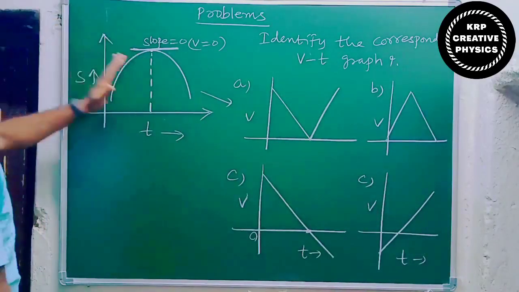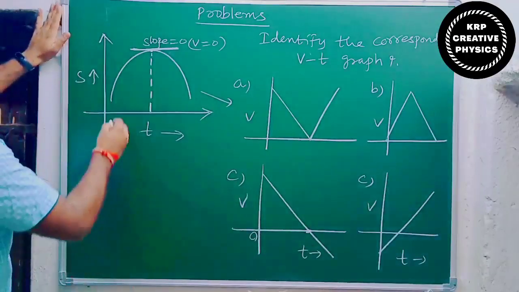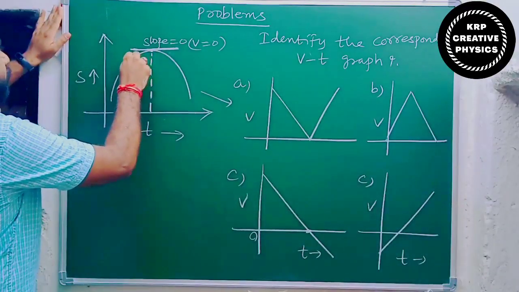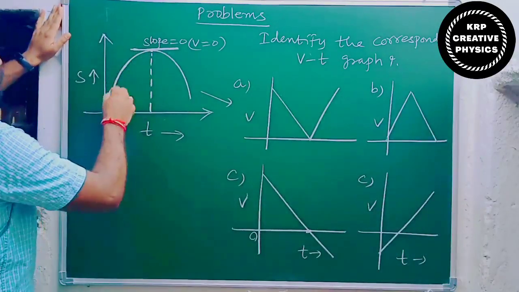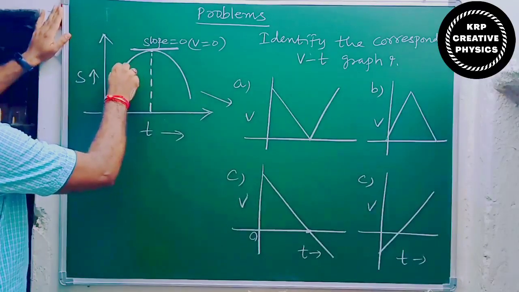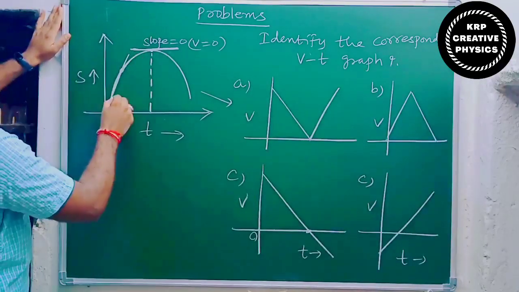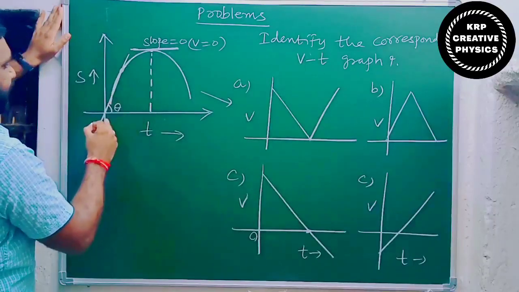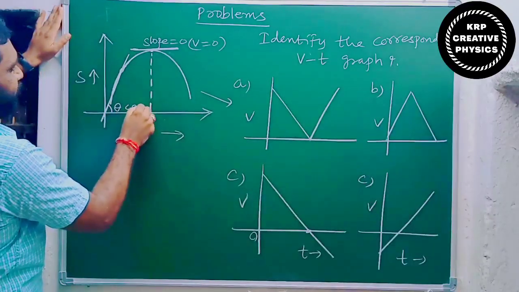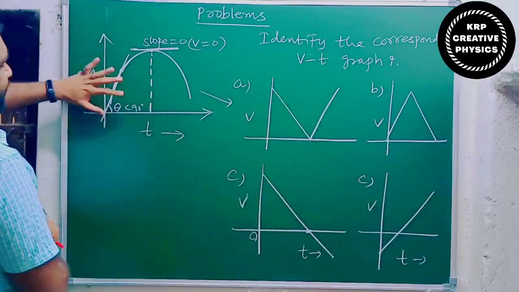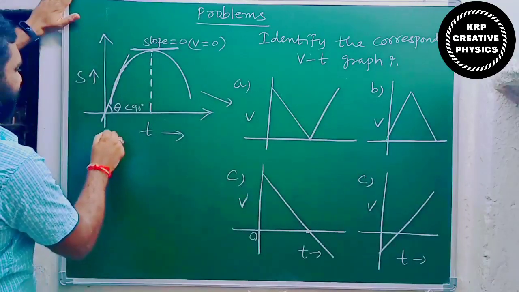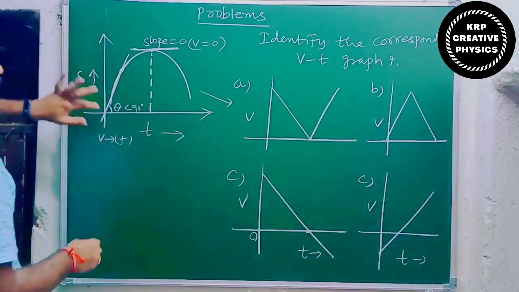Now we will consider the left side part. If we consider this left side part, I am going to consider this point and draw the tangent. This tangent makes theta less than 90 degrees. Theta less than 90 degrees means velocity is positive.